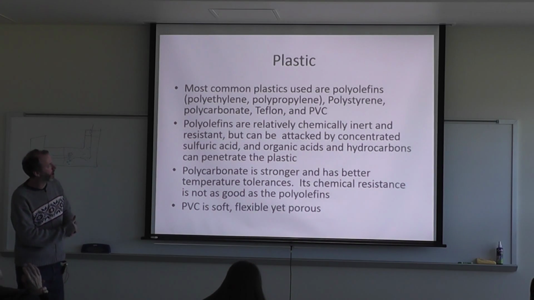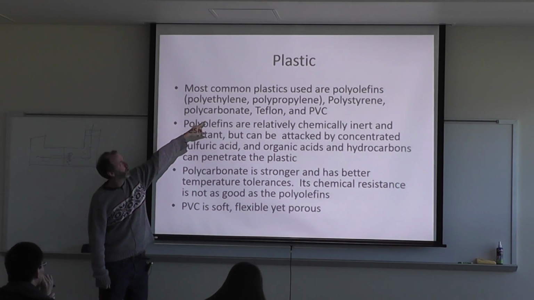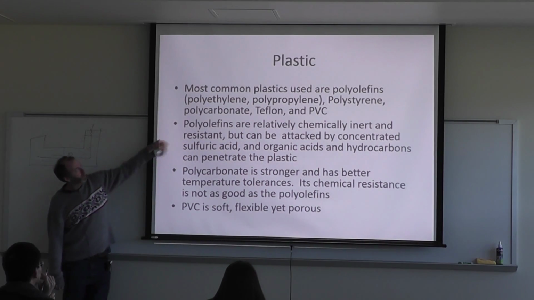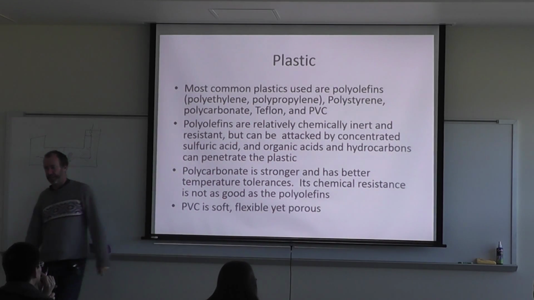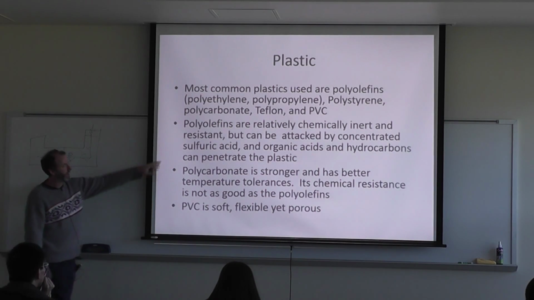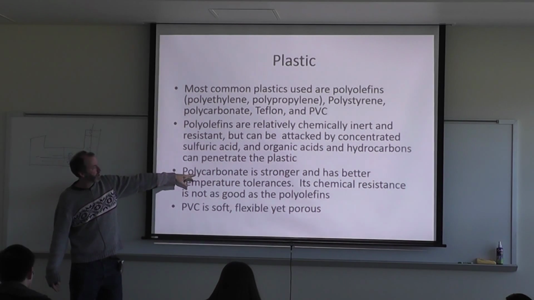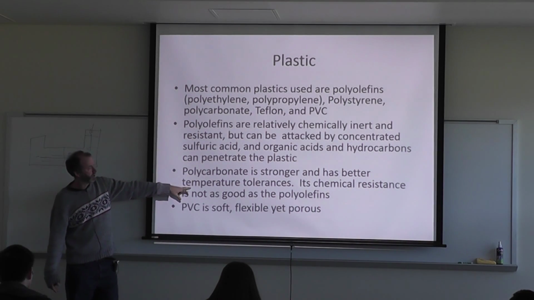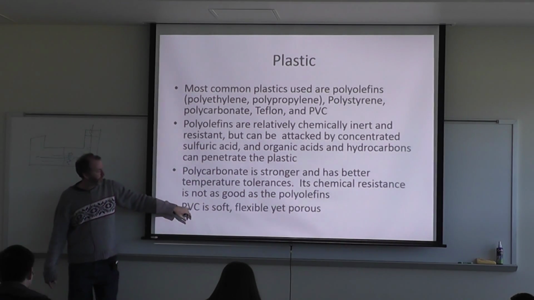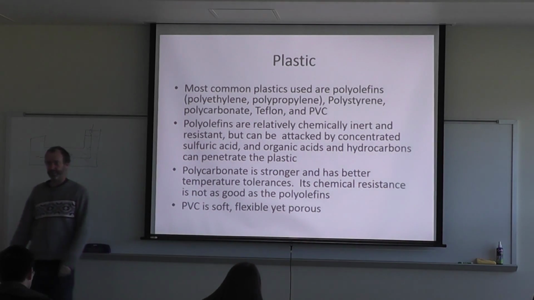Plastics. The most common plastics are polyethylene, polypropylene, polystyrene, polycarbonate, Teflon, and PVC. Polyethylenes are relatively chemically inert and resistant, but can be attacked by concentrated sulfuric acid and organic acids, and hydrocarbons can penetrate the plastic. Polycarbonate is stronger and has better temperature tolerances. It's chemical resistant, but not as good as the polyethylenes. PVC is soft, flexible, and porous, so you can get things growing in porous materials like PVC.